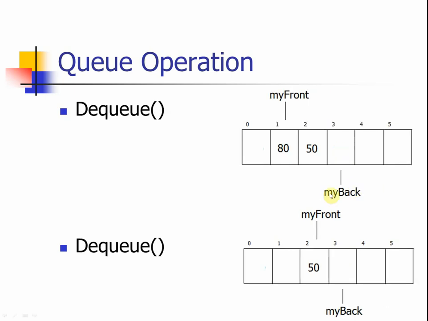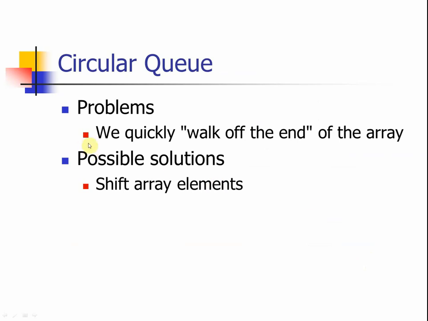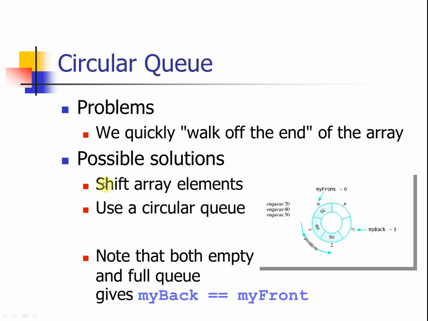So you see in the previous example, if we continue doing the operation, adding one more item, 90, and then enqueue 60, then it is already full, so we will waste some space, which means however many dequeues you operated, that is how many spaces you wasted. Then the idea is that this will walk off the end of the array. Like I said, when this happens, we can shift the array, but we don't actually have to do that. All we need to do is change our mind.